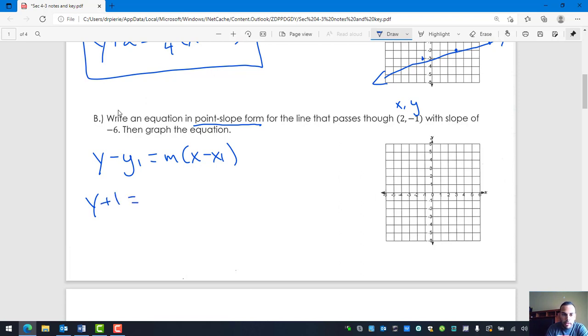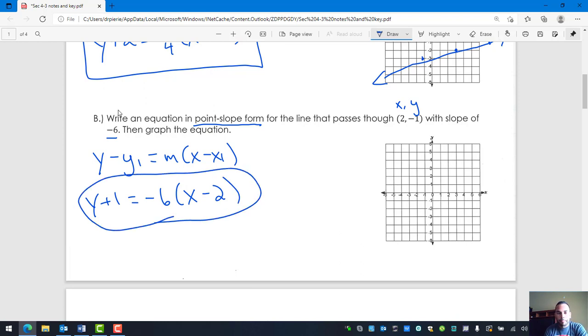What's my slope? My slope is equal to -6. I'll have -6 for m. In parentheses, I'm always going to have an x, and then minus x1. x1 is equal to 2, minus 2. Once you have this, you are done. You have it in point slope form.